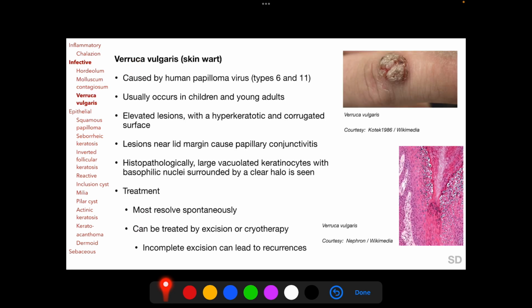Verruca vulgaris, or the common skin wart, is caused by human papilloma virus type 6 and 11, and it usually occurs in children and young adults. We find elevated lesions with a hyperkeratotic and corrugated surface, and lesions near the lid margin can cause papillary conjunctivitis. On histopathology, we find large vacuolated keratinocytes called chondrocytes with basophilic nuclei surrounded by a clear halo. Most of these lesions resolve spontaneously, and they can also be treated by excision or cryotherapy. However, incomplete excision can lead to recurrences.